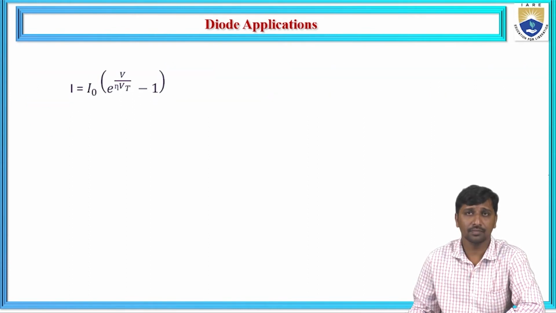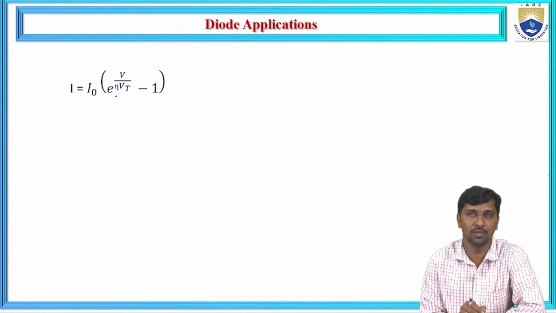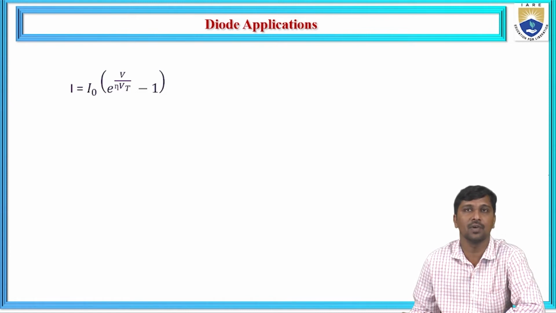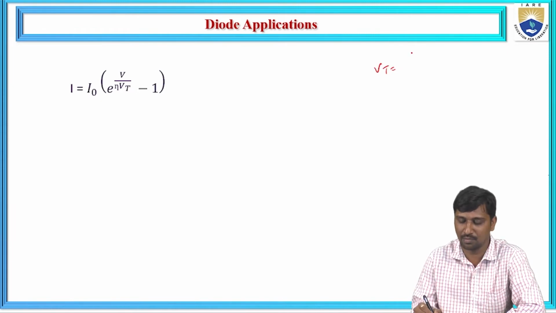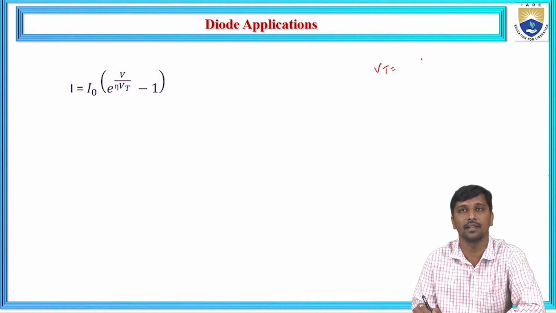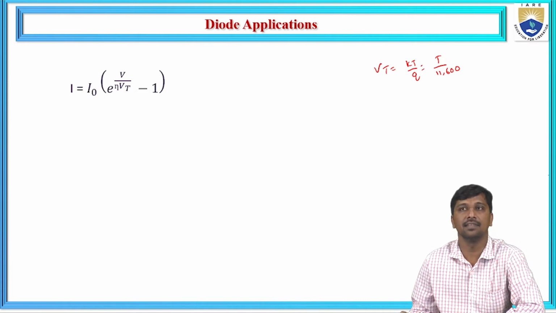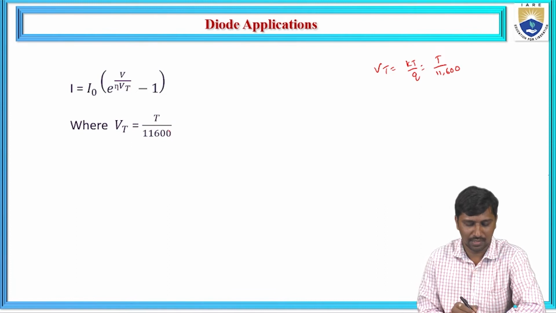So for this case, based on the diode applications, we know that I is equal to I0 into e power V by eta times Vt, minus 1, where V is the voltage across the diode and eta is a constant. Eta is equal to 1 for germanium and 2 for silicon, and Vt is the thermal voltage, that is T by 11,600. Otherwise it is represented by kT by q, or T by 11,600, where T is the temperature in kelvins.